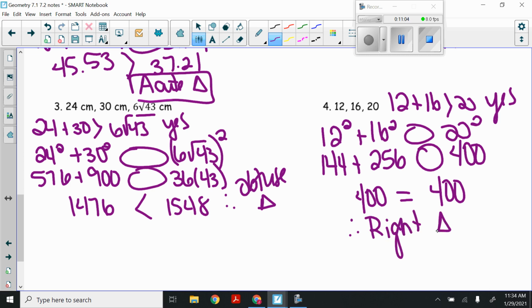And these are properties that you need to memorize. You need to memorize when they're equal, it's right. When the longest side squared is greater than, then it's obtuse. And when the longest side squared is less than, then it is acute. So we want to make sure that we memorize those.